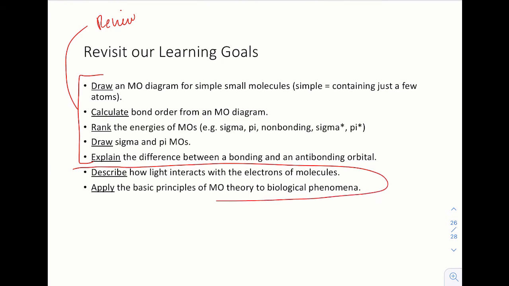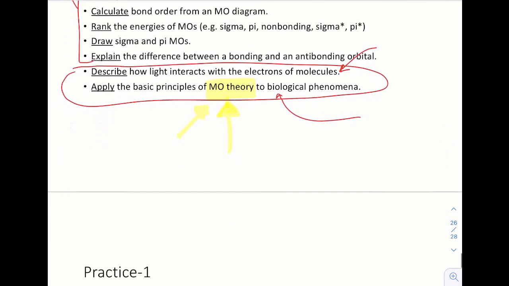We have fully described how light interacts with the electrons of molecules, same way it does with atoms. It can promote an electron, given that there is a transition between orbitals with the same energy as the energy of light. And then finally, I hope you had as much fun as me applying the basic principles of MO theory to biological phenomena. Again, it was about having fun, but it was also about the basics of MO theory, because we will be continuing to apply these to chemical and biological problems in the coming weeks.